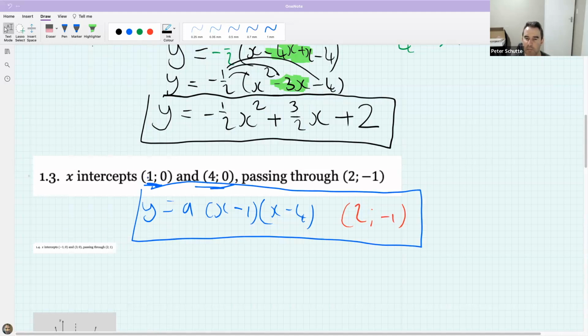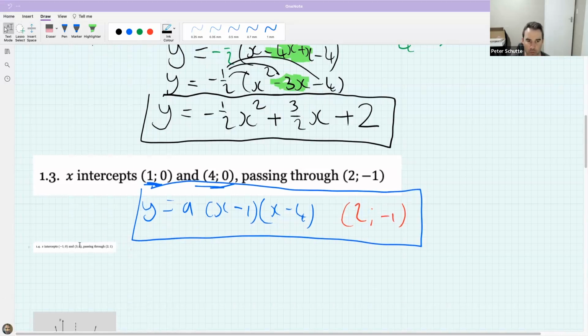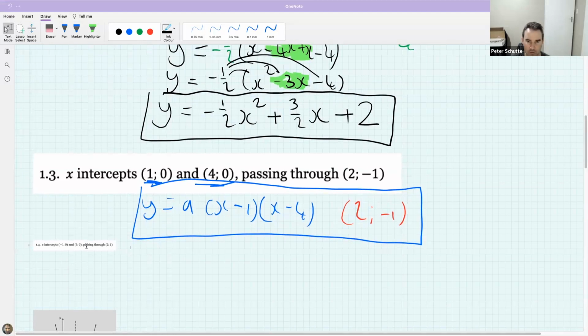Okay, so I do, because I want to make sure we get the maximum value out of our time together, and so I think most of you will be able to solve that based on what we've done already.